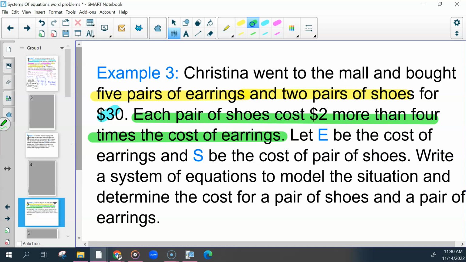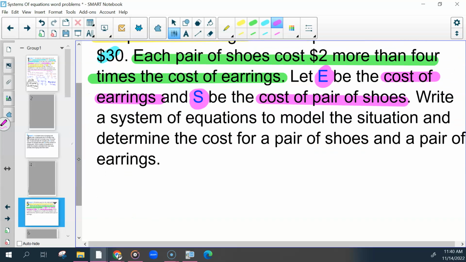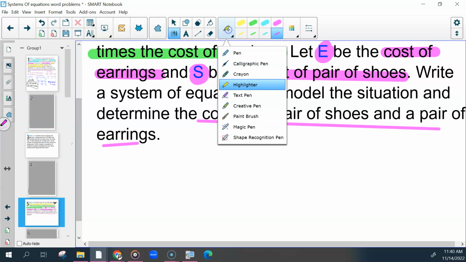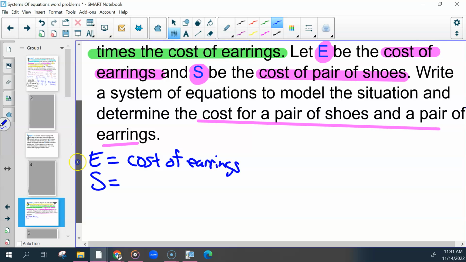And then what else? So then we have to write and solve for the cost of both. So if we weren't given our variables, we would look at that last part, determine the cost for a pair of shoes and a pair of earrings. Those would be our variables, but we're given that, so we can already do that. So specifically, E would be the cost of earrings. S would be the cost of shoes.